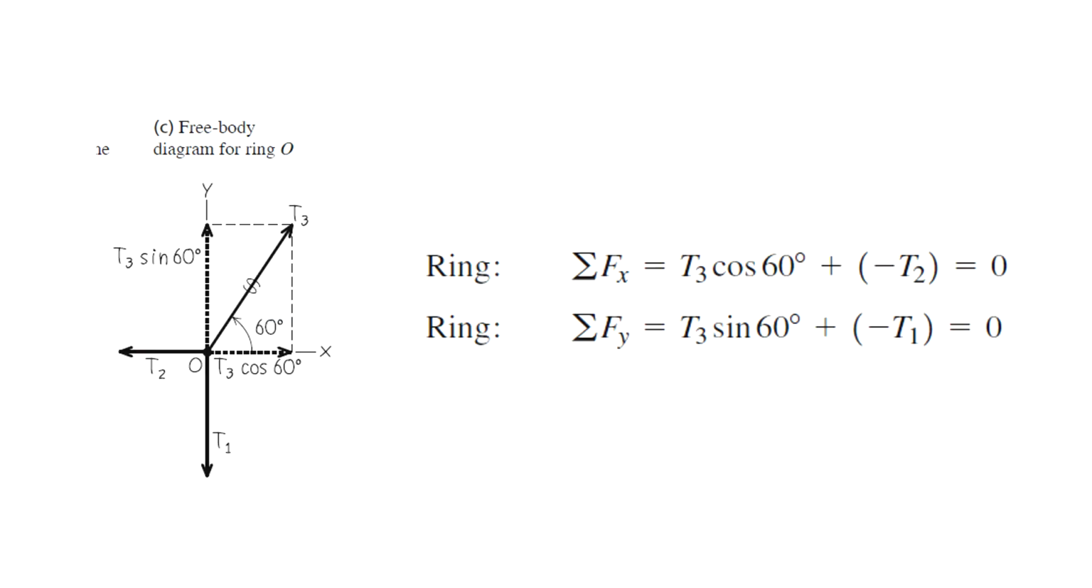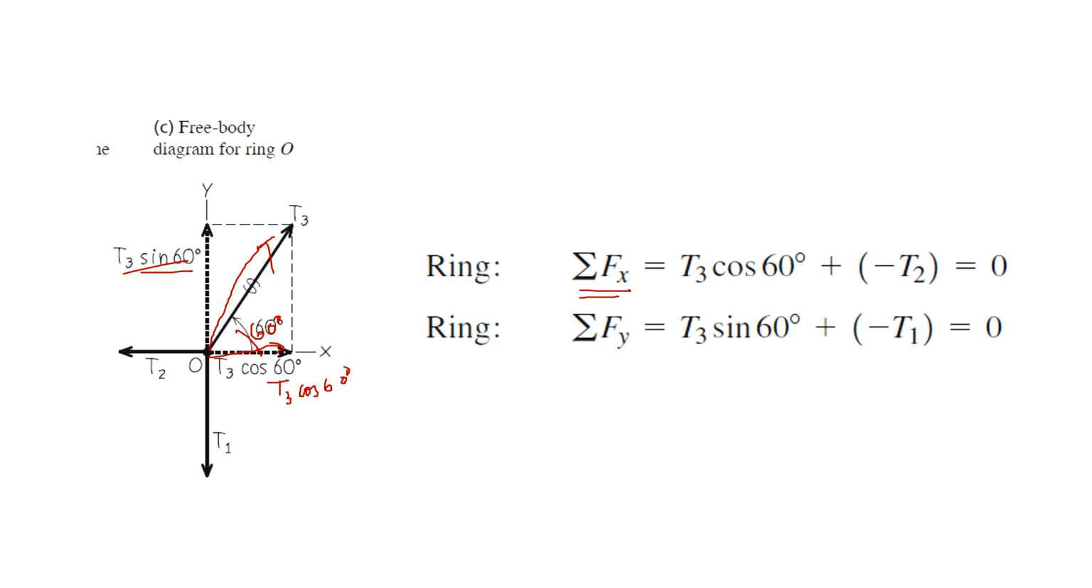The components of T3 are like this. If this angle is 60 degrees, then the adjacent side you can take as T3 cos 60 degrees, and the opposite side will read as T3 sin 60 degrees. So now you have split all the forces into x directional forces and y directional forces. Now you know that the ring is stationary, so it's in equilibrium. So the sum of all the forces along the x direction should sum to 0, and similarly for the y direction.